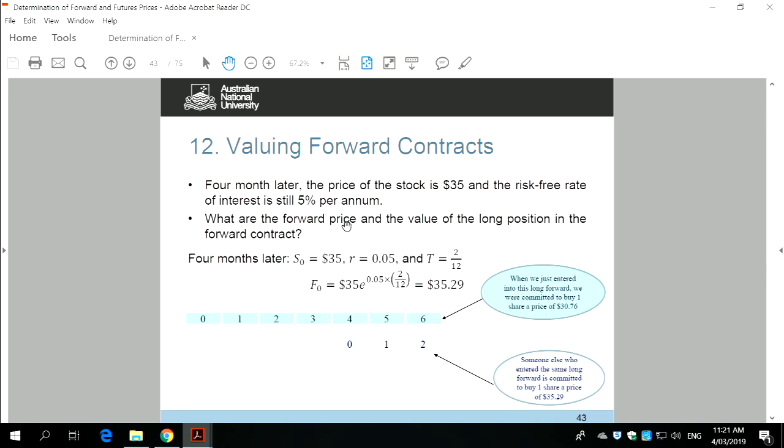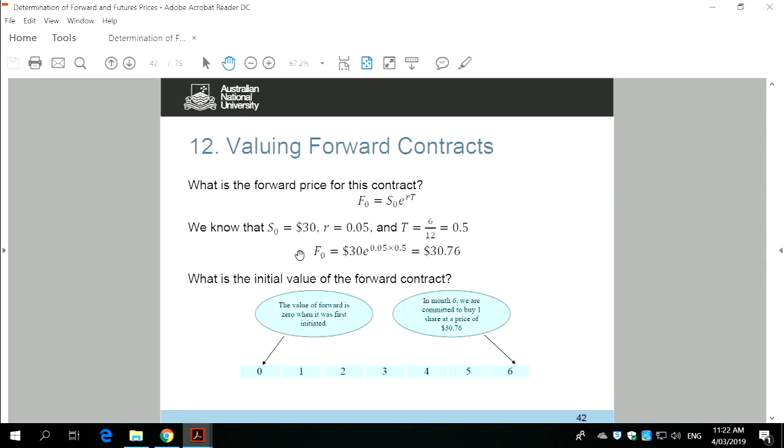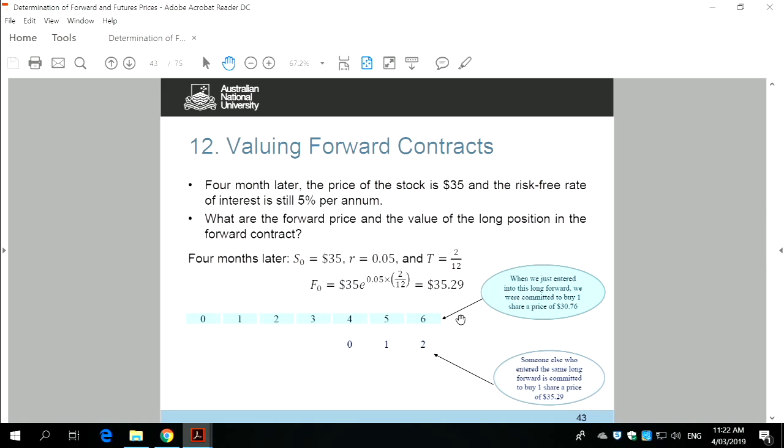So what are the forward price and the value of this long position in this forward contract? Okay, so we know how to work out the forward price. We just imagine somebody else, this gentleman here, wants to enter into a forward contract to buy the same stock 2 months later. So remember, going back to this question, we commit ourselves to buy the share in September. Today's March, 6 months later is September, and this gentleman here, 4 months later, wants to enter the same forward contract to buy the same stock also in September. So they have the same maturity date.